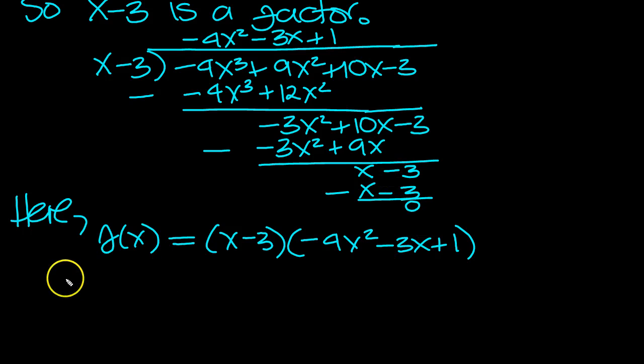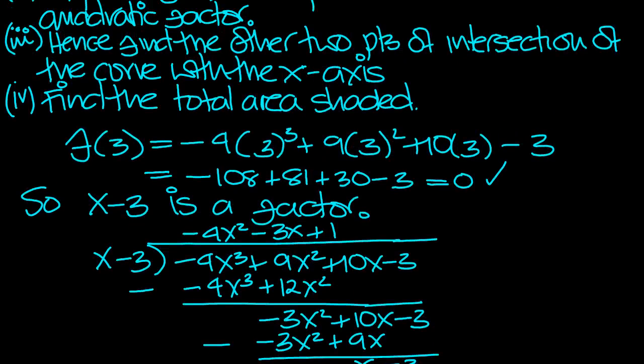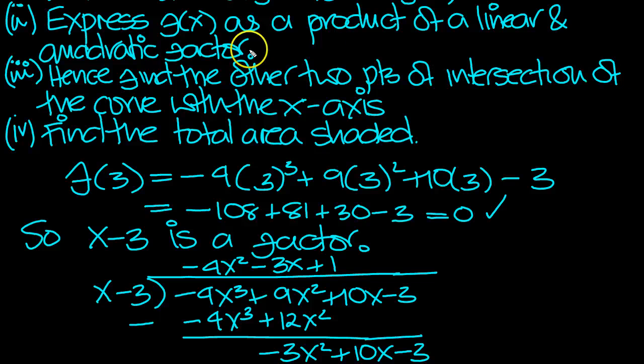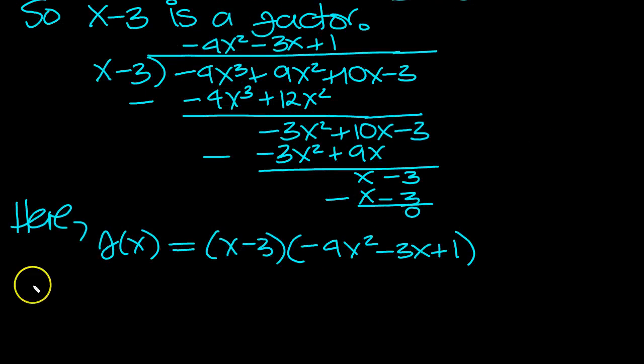So here, let's go back up to the question then. We've tried factorizing it. We've done that. Hence find the other 2 points of intersection of the curve with the x-axis. So the other 2 points will be the solution of this. So this is part 3, I believe.